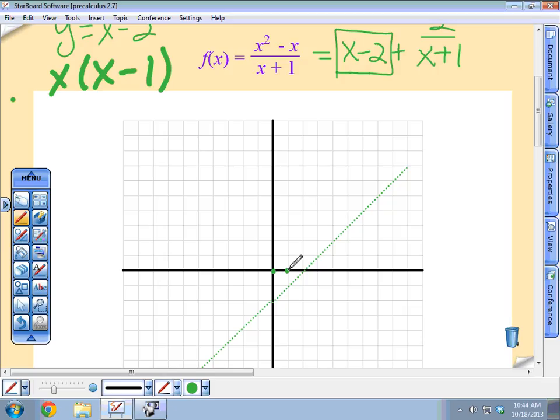Next, find the zeros of the denominator, if any, by solving the equation, the denominator equals 0, and then sketch the vertical asymptotes. So at x equals -1.